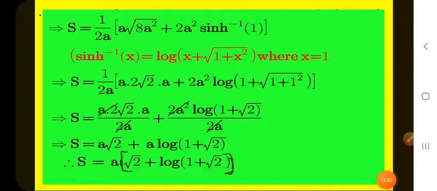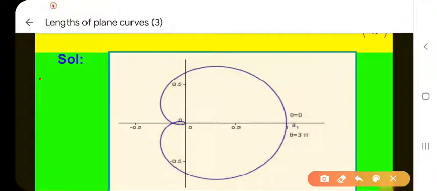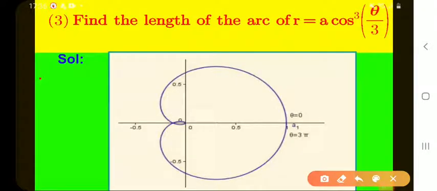Next, see, what is the given sum? Find the length of the arc of r equals, what is the equation here? r equals a cos cube theta by 3. r equals a cos cube theta by 3. This is our arc or our curve. What is the curve equation here? r equals a cos cube theta by 3. This is the graph of r equals a cos cube theta by 3.